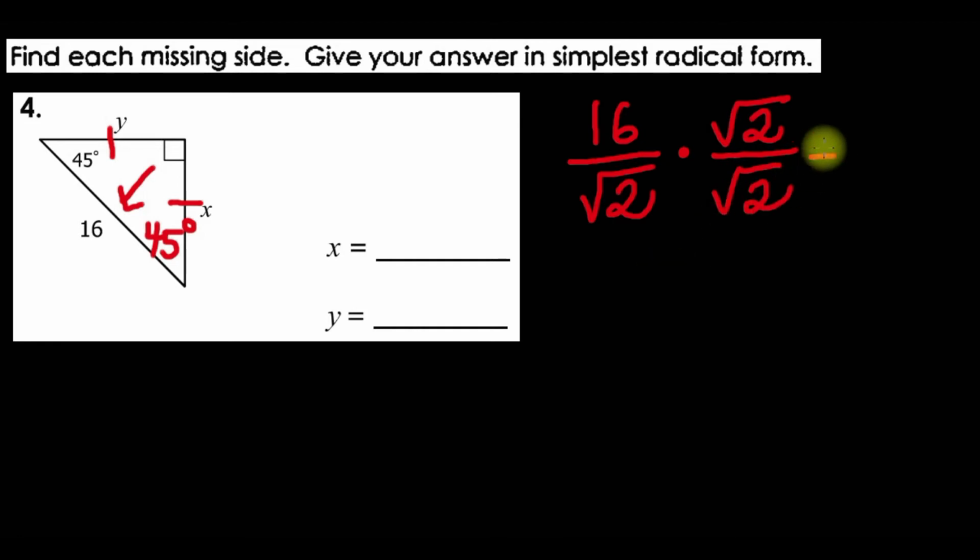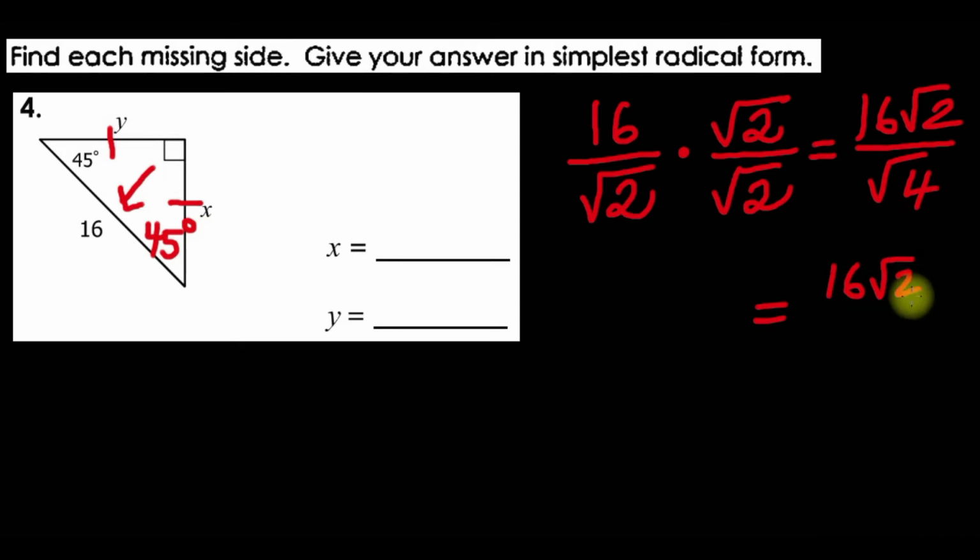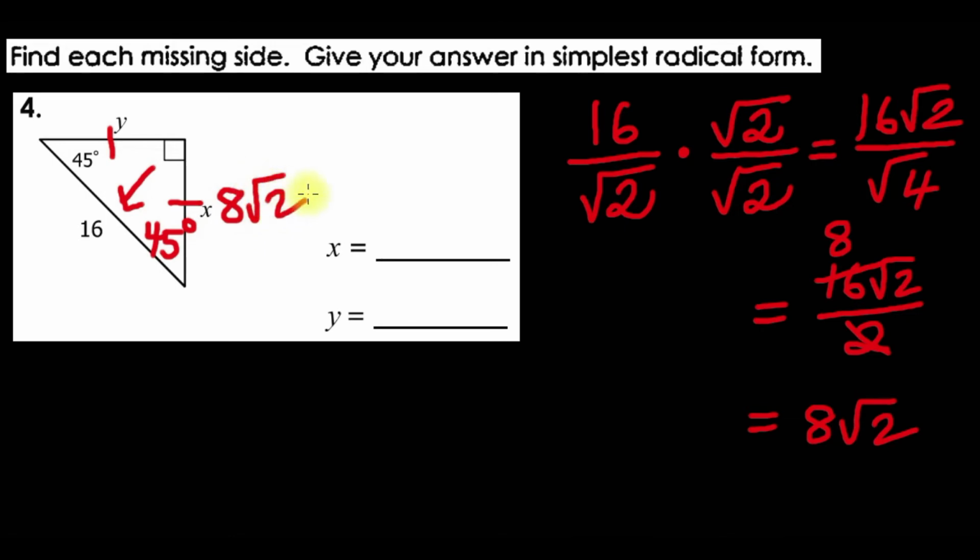So you end up with 16 square root of 2 all over square root of 4. That is going to be 16 square root of 2 all over 2. And 2 goes into 16 8 times. So your answer is going to be 8 square root of 2. So x is going to be 8 square root of 2, and y is going to be 8 square root of 2. So this is 8 square root of 2, and this is 8 square root of 2.